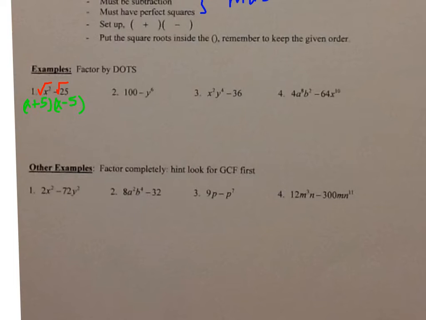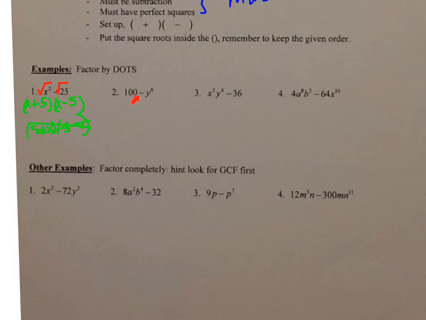So what I mean by keeping the given order is, notice in this polynomial, the x comes first and then 25. You have to have the x come first and then the 5. So you cannot write it like this. You cannot write 5 plus x and x minus 5. Okay, so that's no.